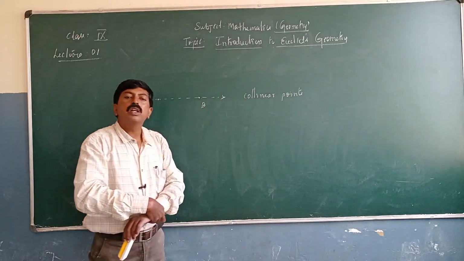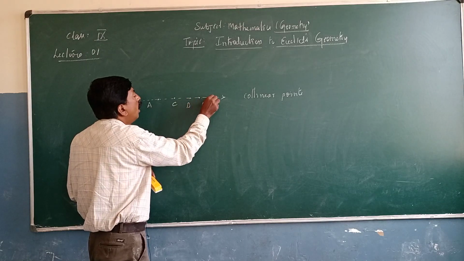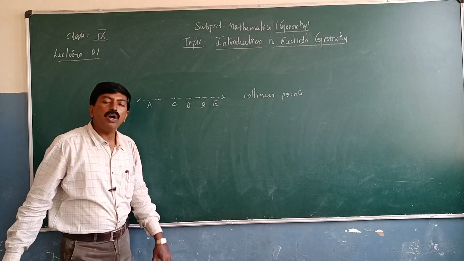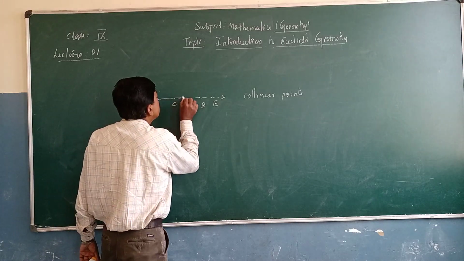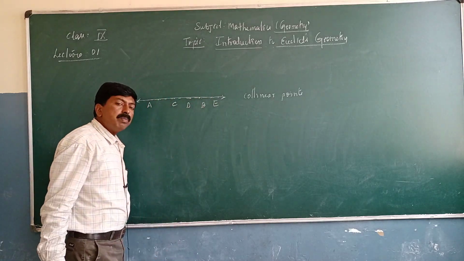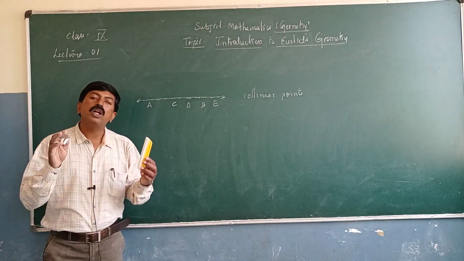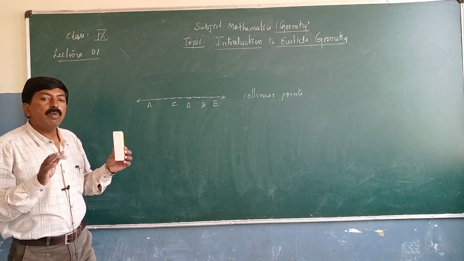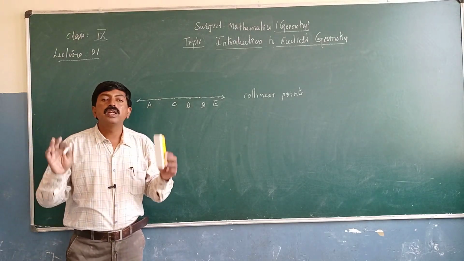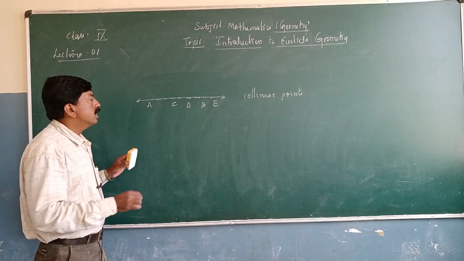Not only C or D or E, the 5 points I plotted lie on a straight line. If you join like this, you will get a straight line. Those points we can call collinear points. Define collinear points: the points that lie on the same straight line are called collinear points.